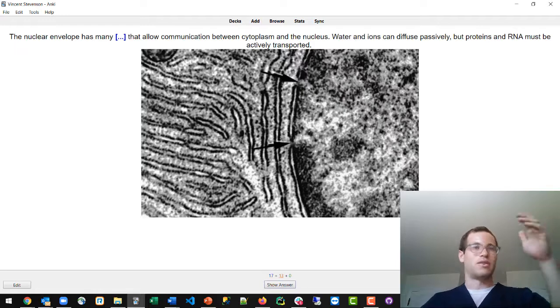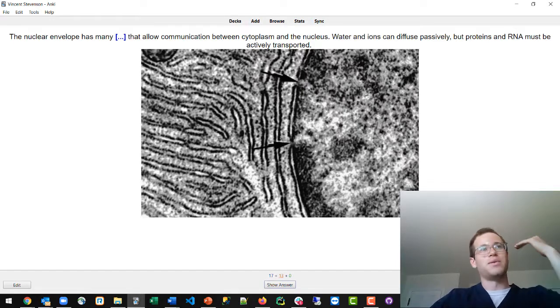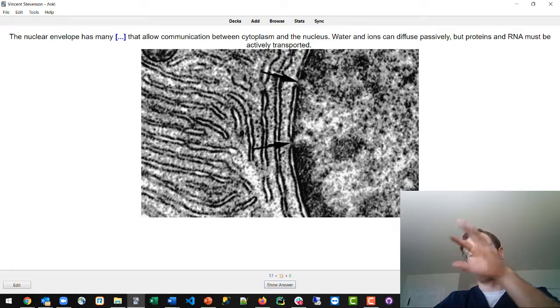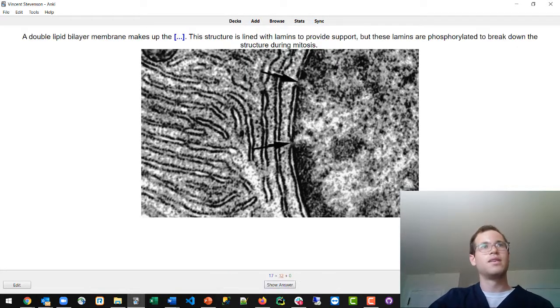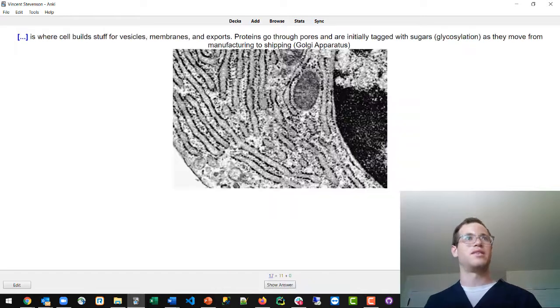And so the other key thing here, coming back to that nuclear envelope, is that we know that it has many nuclear pores to allow for communication between the actual nucleus and what's inside of it and the outside of the cell. And we know that water and ions can move through easily, but the proteins and the RNA are things that are too big and they need to be actively transported by the cell. And we've got the double lipid bilayer membrane to make up this structure that we call the nuclear envelope, the barrier between the nucleus and the cytoplasm of the cell.